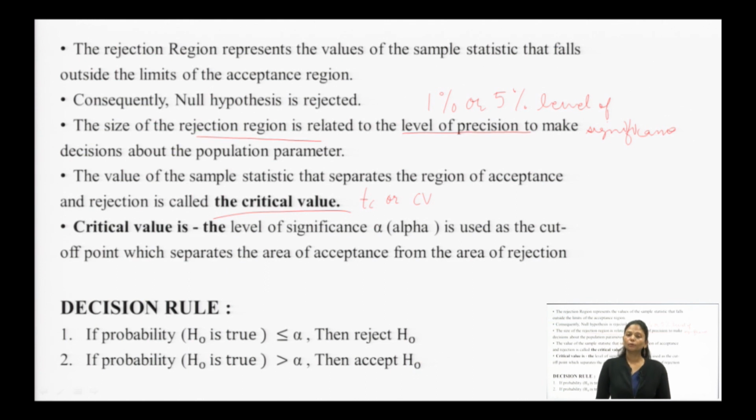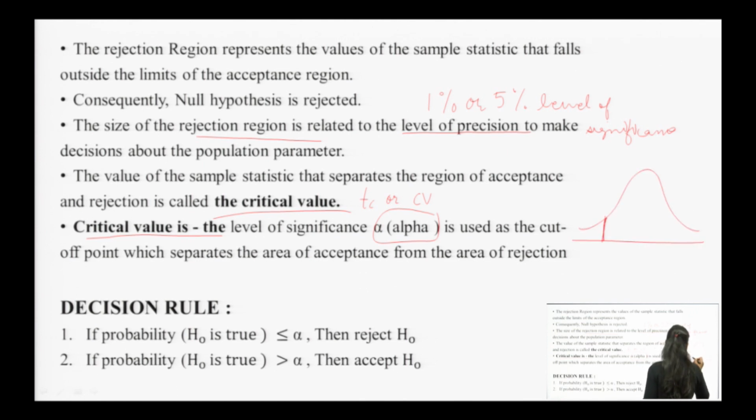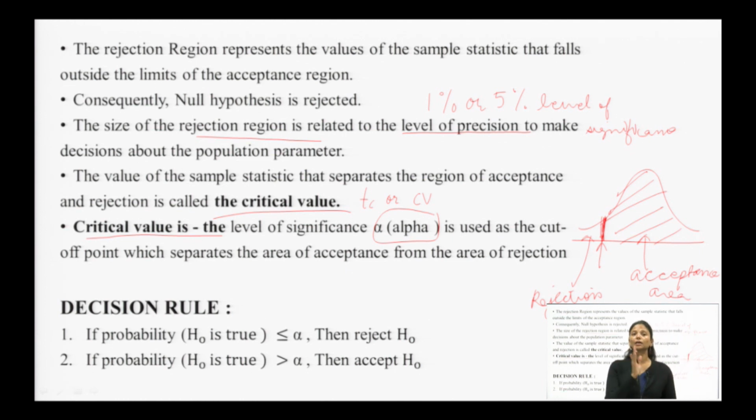Therefore, a critical value is the level of significance, represented by alpha, used as a cutoff point that separates the area of acceptance and the area of rejection. For example, if we have a bell shaped curve here, and we are talking about a one tail test, this part is the acceptance area and this is the rejection area. Then this line which separates the acceptance area and rejection area, represented by alpha, is called the critical value.